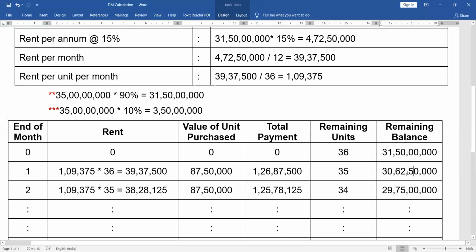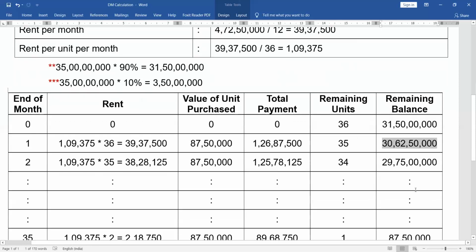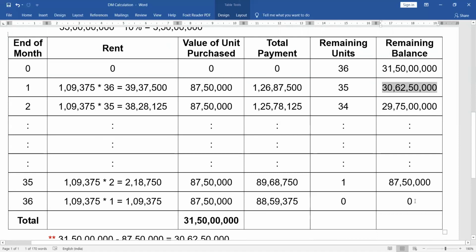Every time, from the balance, the value of the unit purchased will be deducted. So we will get the balance until we reach 0.